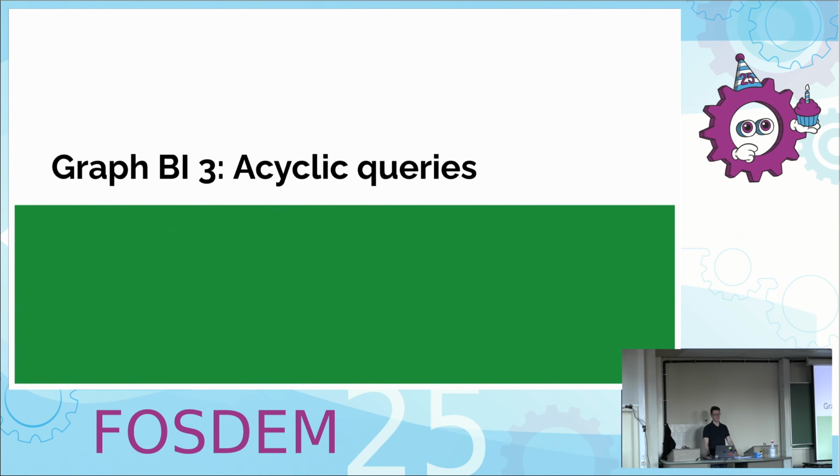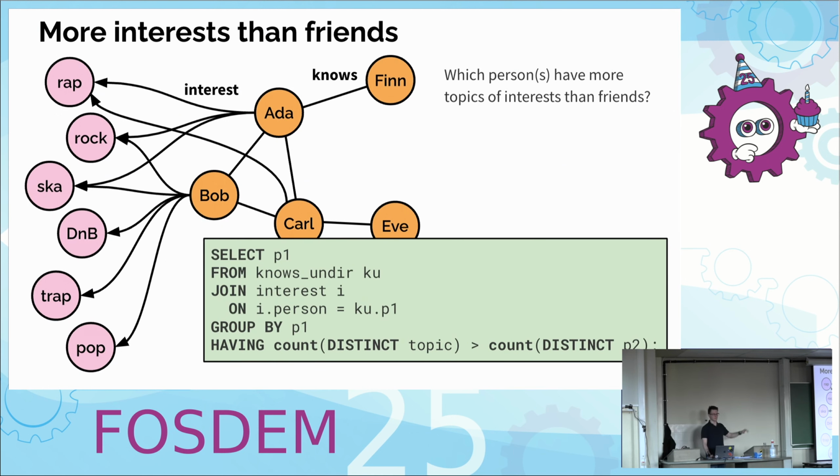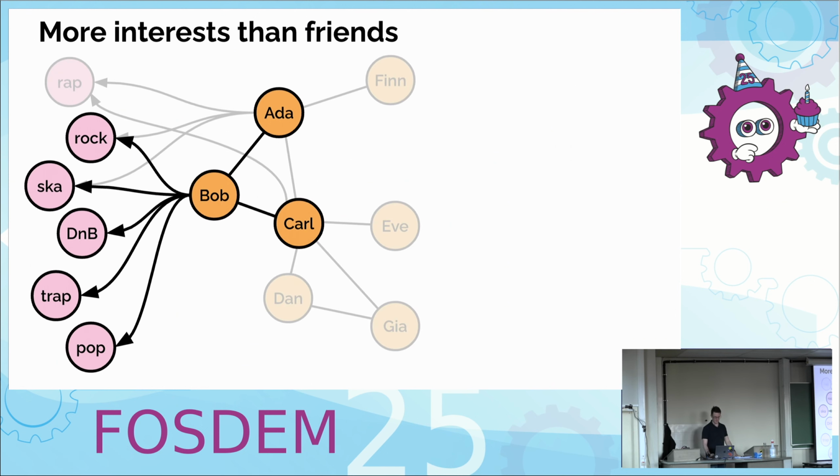And the third category is acyclic queries. This is also kind of new research, which is if we run a query saying which persons have more topics of interest than friends, kind of an evil query, then we can do this actually quite simple SQL query that says take the Knows edge, join it on the interest, and then just do group by on the person in the middle and try to find the number of topics that they are interested in and the number of friends that they have. And if there are more topics than friends, then that's a match for this query. So we can see that Bob, for example, has 2 friends but 5 interests, so he will qualify for the results of this query.